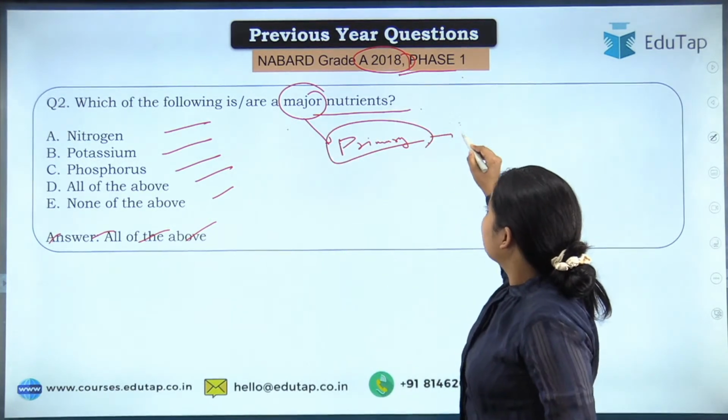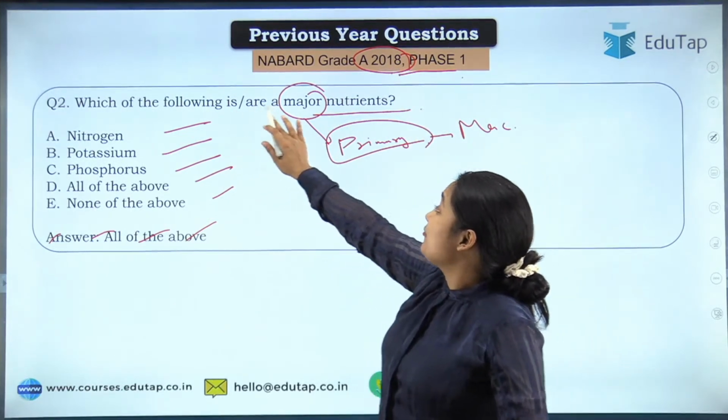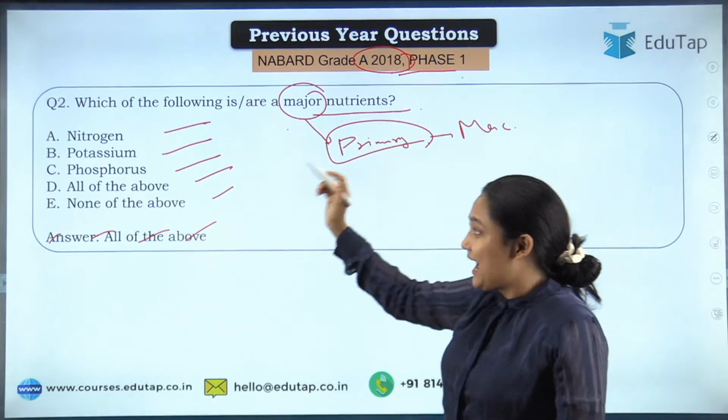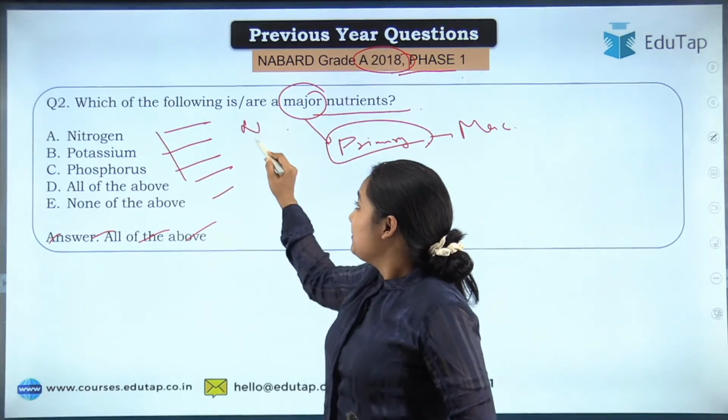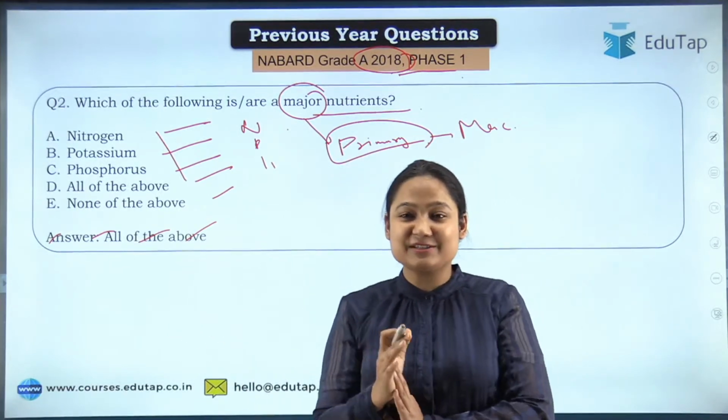Okay, so macronutrient was there. In 2019 there was a question: which of the following are the macronutrient, and the options were N, P, K, all of the above or none of the above. So who will try to attempt the answer?